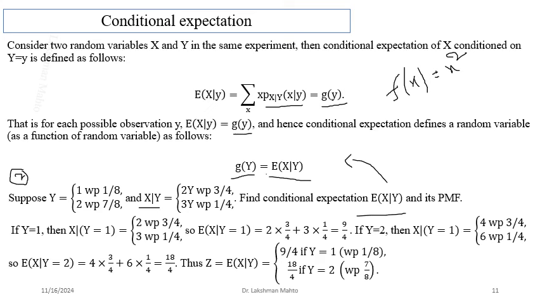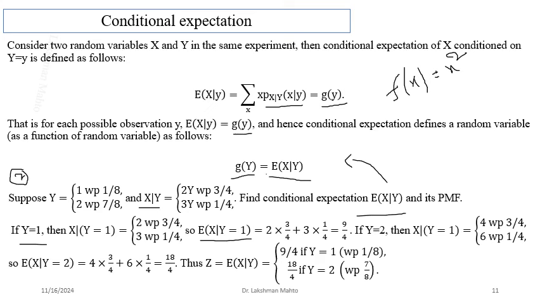Okay. So if y equals 1, how many values is y observing? Two values, either 1 or 2. If y equals 1, what is x conditioned on y equal to 1? It would be 2 with probability 3 by 4 and 3 with probability 1 by 4. Remember that x given y equal to 1 observes these values, so you have to find the conditional expectation of x given y equal to 1.